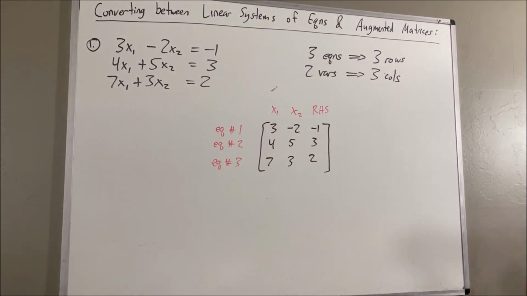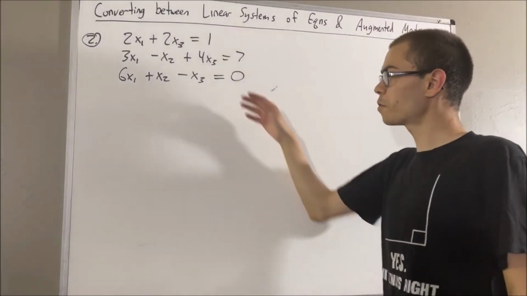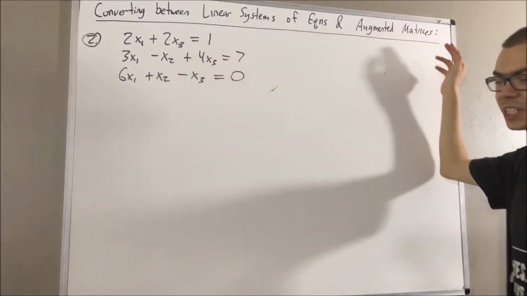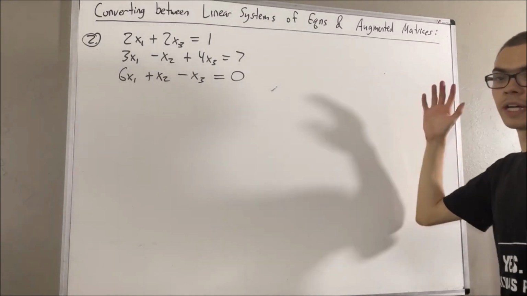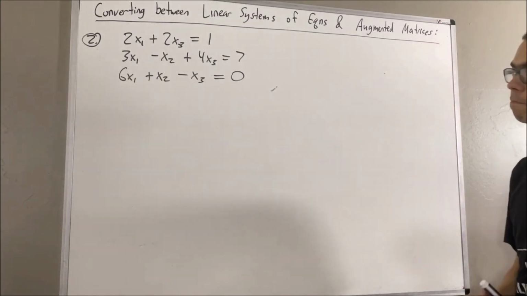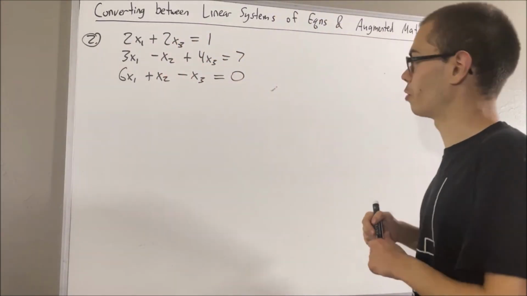Okay, so now let's look at another example. Convert the linear system into an augmented matrix. Okay, now to start, let's figure out the number of rows and columns our matrix is going to have. And because we have three equations, this tells us we're going to have three rows.